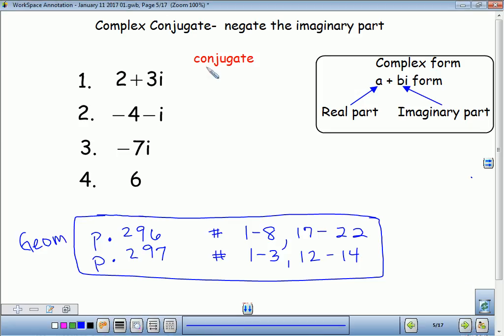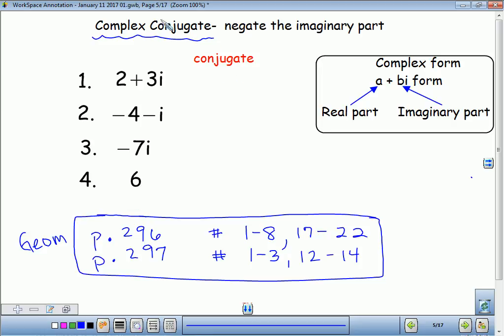Now, we're also going to talk today about a complex conjugate. Complex form, we already said, was a plus bi form, where a represents the real part and b represents the imaginary part. So in this complex number, 2 plus 3i, 2 is the real part, 3i is the imaginary. Negative 4 is the real, negative i is the imaginary. 0 is the real. Do you see that there is no real part? Negative 7i is the imaginary part. And this one is only real. 6 is real, so there is no imaginary part.